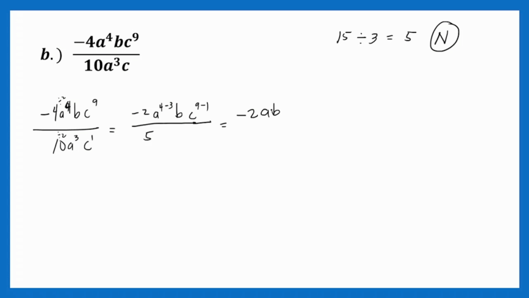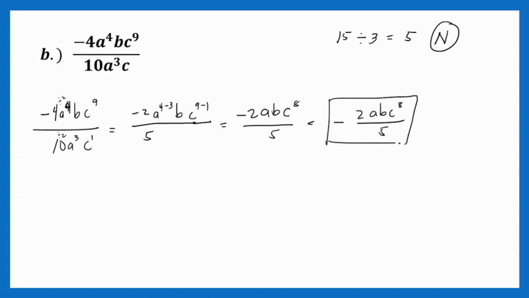Tapos yung B, ayan. Again, yung A, hindi ko nalalagyan ng 1, kasi automatically, may 1 na yan dyan. Alright? So, 4 minus 3 is 1. So, I don't need to write 1 there kasi that's automatic na may 1 sa exponent niya. Okay? What about C? 9 minus 1 is 8. Okay? All over 5. This is considered as final answer. Pero I prefer na ibaba yung negative. Okay? So, negative 2, AB, C raised to 8 over 5.